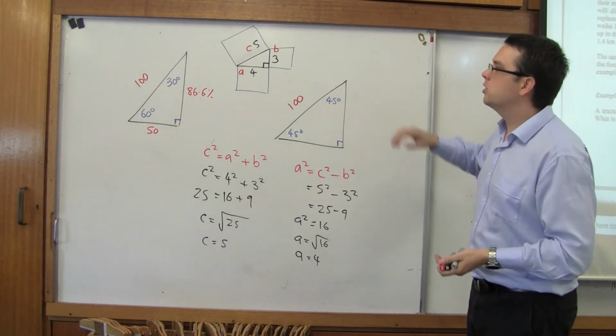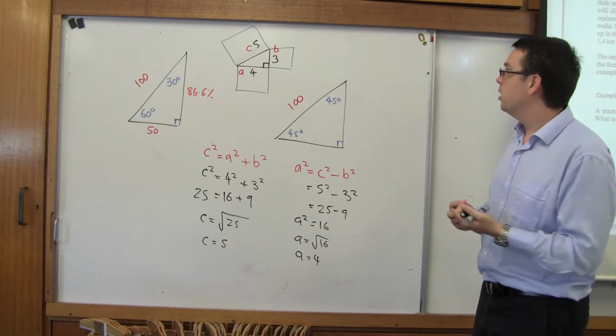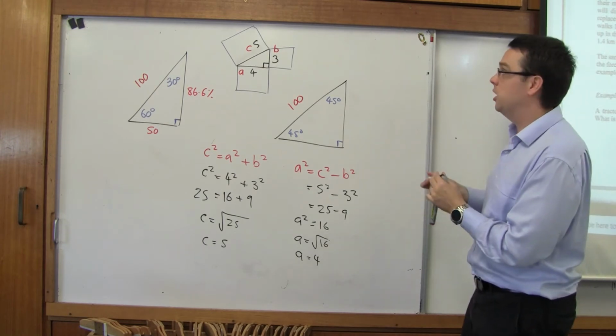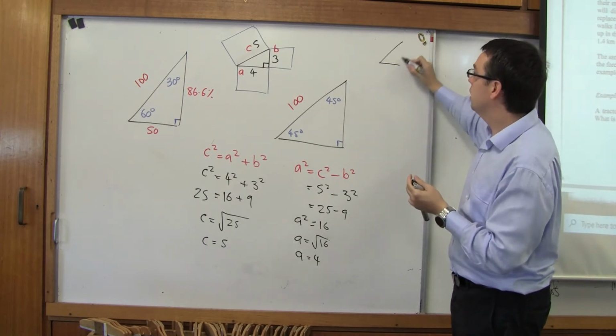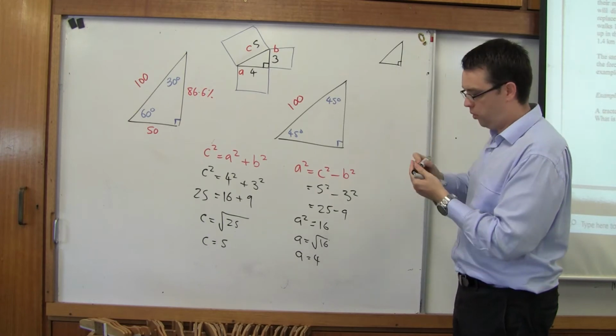On this side here, let's go through this same process. We're going to start with a triangle. This one's a bit easier actually, which is nice. We like things that are easier. Okay, so that's 45 degrees.